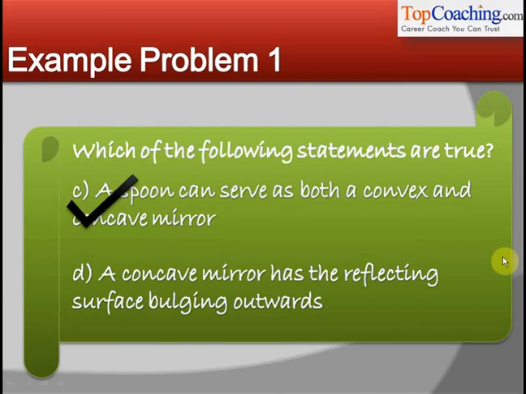There you go. Option D says a concave mirror has the reflecting surface bulging outwards. A convex mirror has the reflecting surface bulging outwards, isn't it? In fact, if a mirror bulges outwards, it's a convex mirror. If a mirror has the inside curving portion reflecting, then it's a concave mirror. So this option is also wrong.